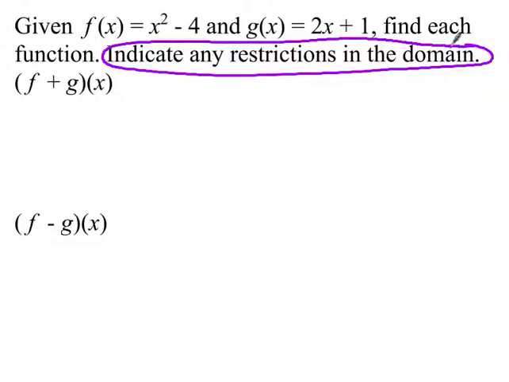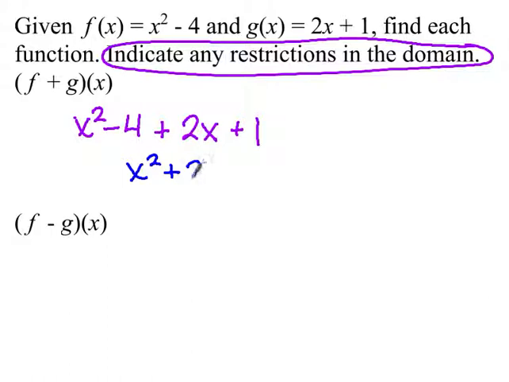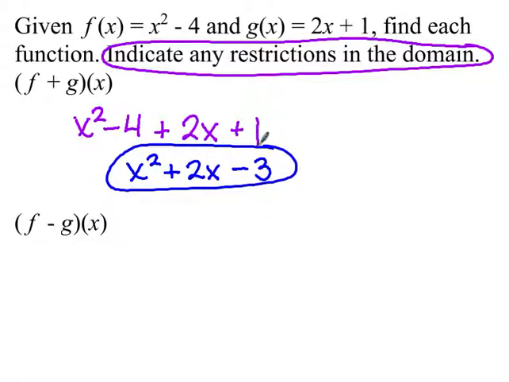So first of all, let's just start with f plus g of x. Basically, all that means is I'm going to take f of x and add g of x. That's all I'm going to do. So let's see, are there any like terms? The negative 4 and the 1. So my x squared and 2x stay the same. And then what do I have? Minus 3. There you go. That's it. There's no catch. All right, that's pretty much all you're doing.